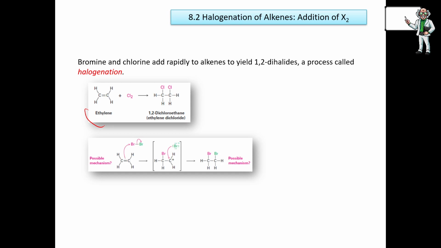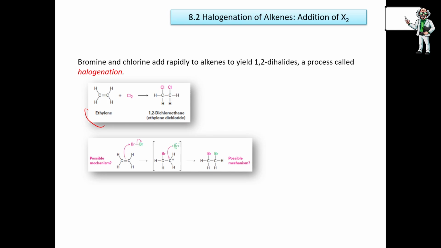How does it work? Well, in principle, we can think that the mechanism is quite similar to the addition of hydrogen bromide to a double bond. That means the pair of electrons of the double bond attacks the bromine molecule, taking one bromine, and in order to avoid breaking the octet, the bromine-bromine bond goes to the bromine, forming bromide and a carbocation. When we have the carbocation, it is attacked by the bromide to form the dibromination product.